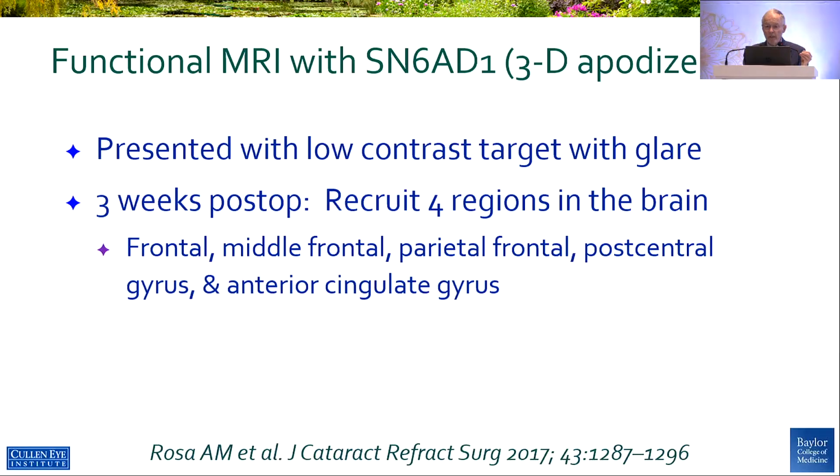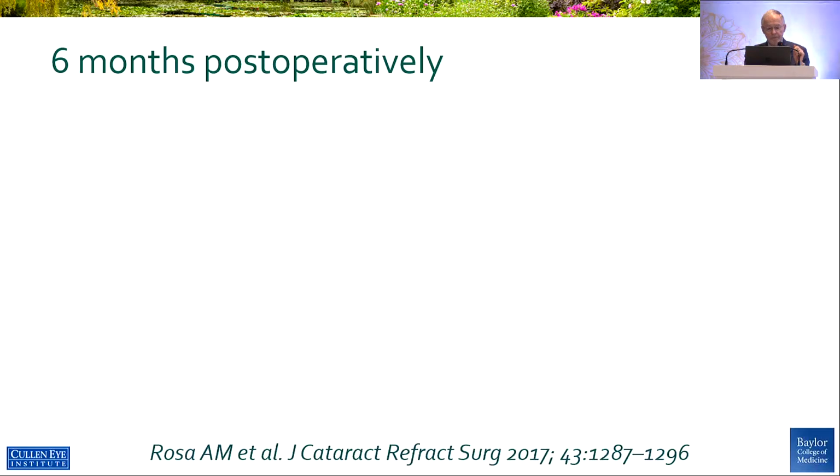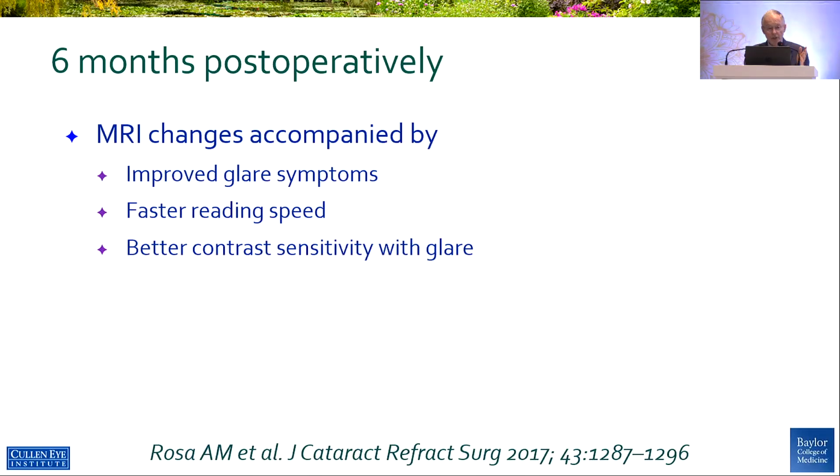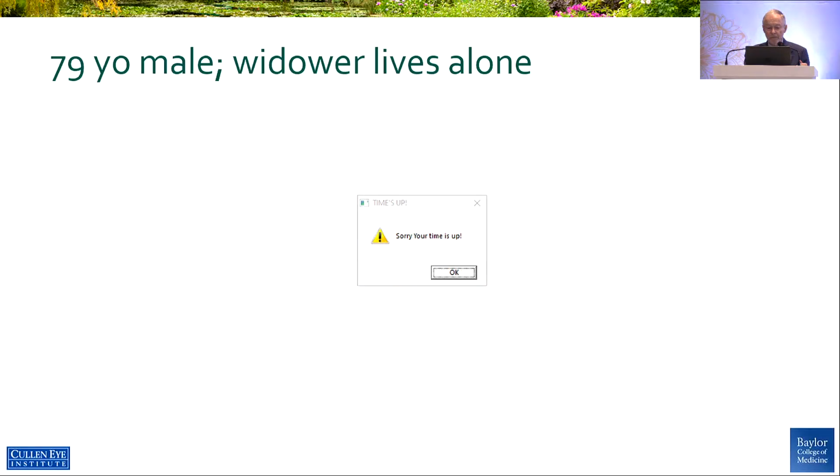And they found that early on after surgery, it recruited 4 different regions of the brain, but at 6 months postoperatively, only the middle frontal gyrus was recruited. And that change in the MRI was accompanied by improved glare symptoms, faster reading speed, and better contrast sensitivity with glare. So it is interesting how our brains adapt to it. And this long sentence basically said these patients adapted in a way that benefited quality and clarity of vision.